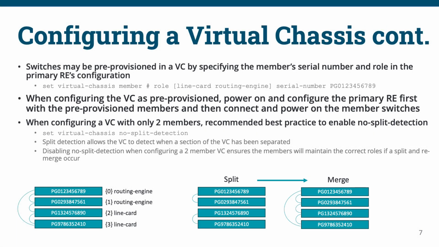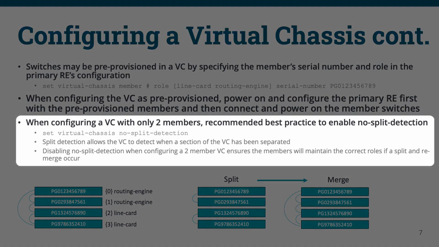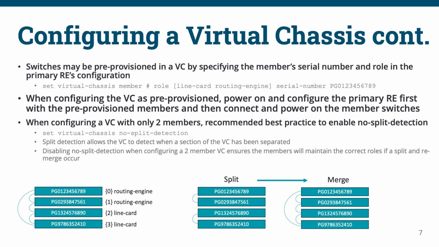However, when operating a virtual chassis with only two member switches, it is recommended to disable split detection, as this can cause issues when one of the switches fails. We disable split detection using the command set virtual chassis no split detection. This will ensure the two switches remain in the correct roles if a split and remerge occurs with a VC with only two members. Great. Let's now review some of the details around managing a virtual chassis.